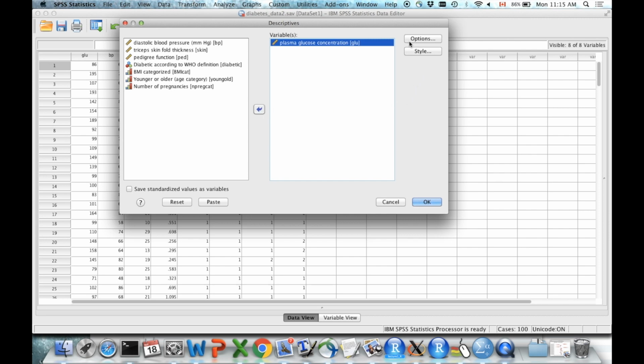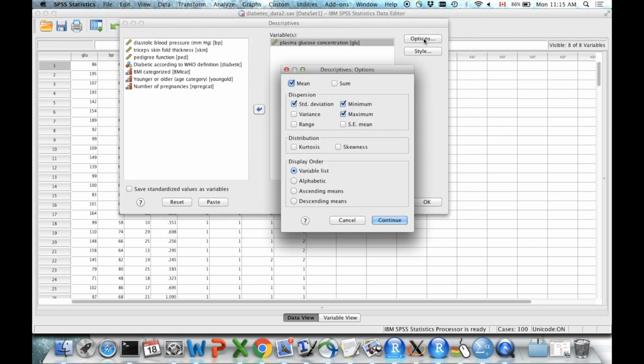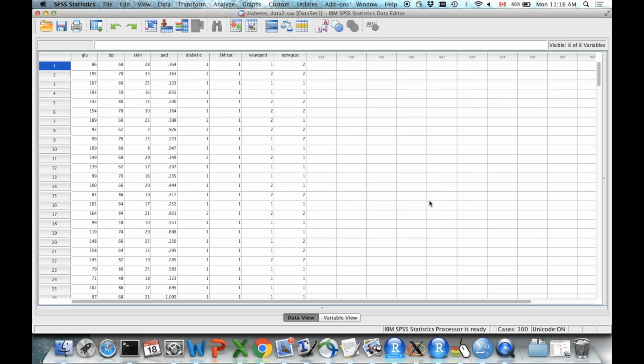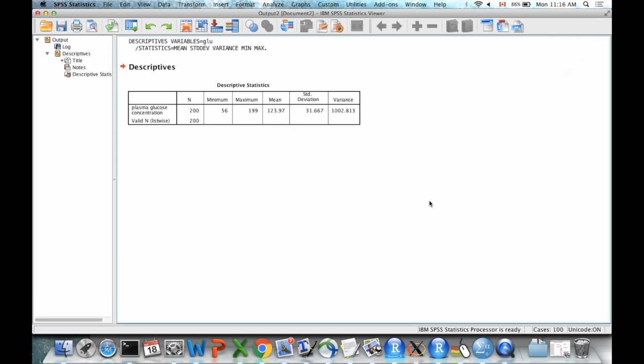And usually there's a button on the right side for most functions called Options. If you click on that, you can just choose all your different options. So I have mean, standard deviation, minimum, maximum. I'm also going to look at variance. You just press continue, and then once you have everything set up the way you want it, you just press OK. And it's going to open up this new window, which is called the output window. So this is where all your tables and your plots and histograms are going to appear.